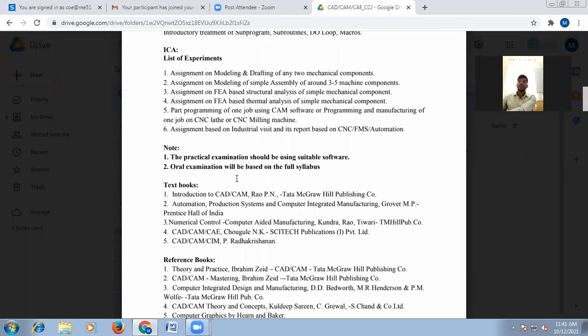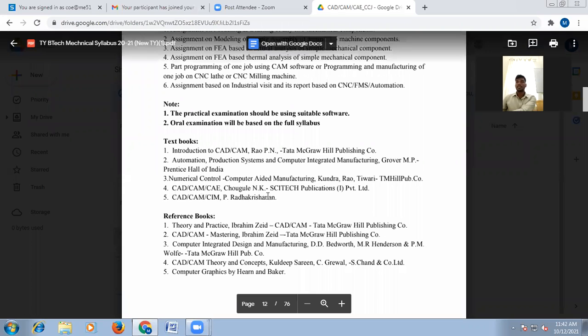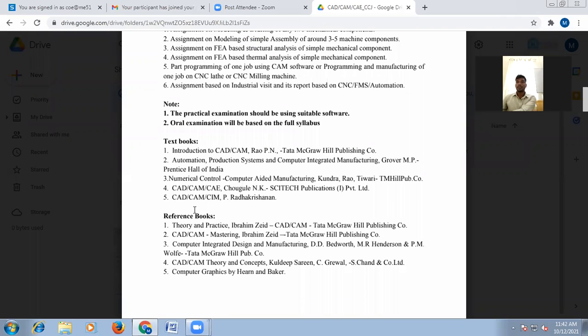First thing, the textbooks for our subject. You can use these textbooks: CAD-CAM by P.N. Rao, which you will get in our library; then Automation by Groover M.P.; then Numerical Control by Tiwari; CAD-CAM by Chougule N.K.; and lastly CAD-CAM by Radhakrishnan. From these, you can use any one of the books for our CAD-CAM CA subject.